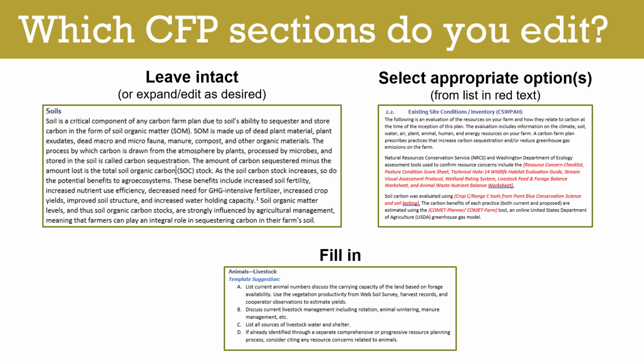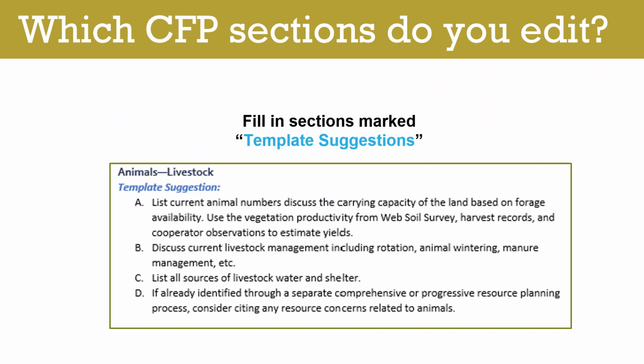That could include selecting the actual evaluation and assessment tools that you used, or selecting between Comet Planner and Comet Farm. Finally, the remainder of the plan is text that you, the planner, should be editing and filling in throughout the planning process. So the sections that you should fill in are marked with the blue text Template Suggestion and are often in bulleted lists. The bullet points give you a sense of the kind of information you should be looking for and the kinds of information you should be providing to the farmer through the Carbon Farm Plan.